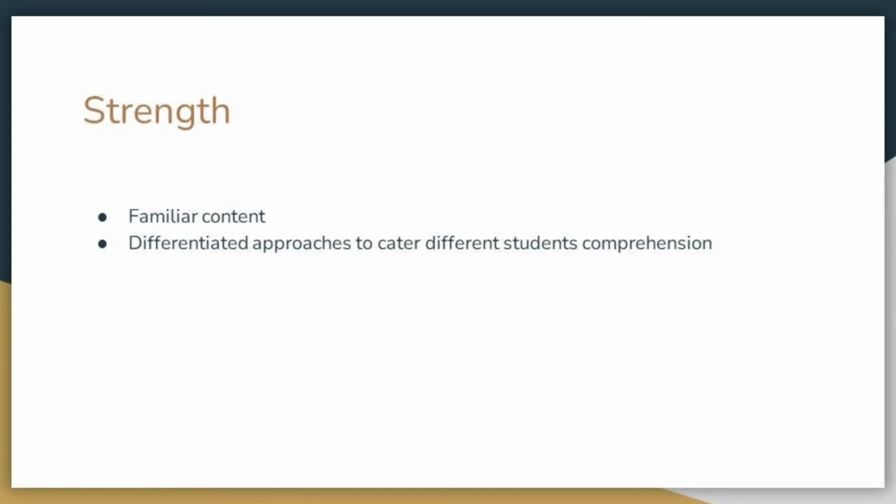The strength of this test item is the familiar content, because in the listening section, the same video was used from the lesson delivery, and also in the reading section, students are familiar with the reading text because it was the summary of the story of the Jungle Book. So with familiar content, students are familiar with the words in the test. This will help them to answer well in the test.